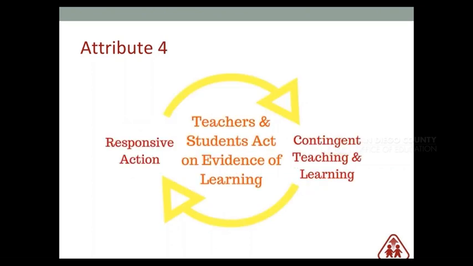And lastly, the attribute number 4, this is where teachers and students act on that evidence of learning. Dylan Williams refers to it as contingent teaching and learning, right? The responses that are made, the adjustments, the monitoring, adjusting that happens is all based on the interpretation of evidence that we had in attribute number 3, and then the deliberate next steps that occur, which is attribute 4.